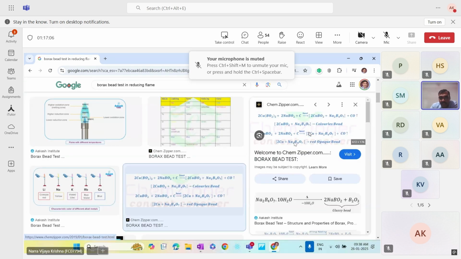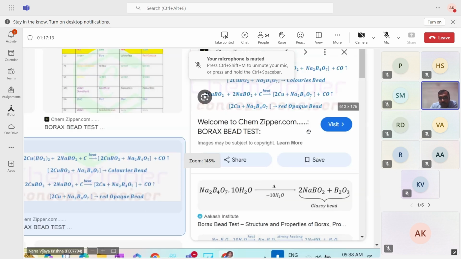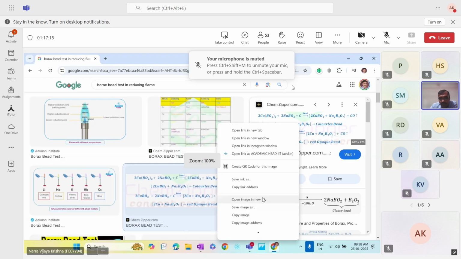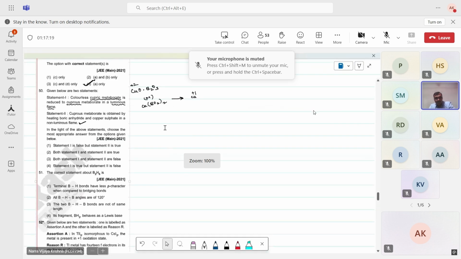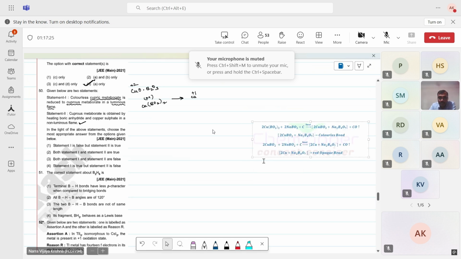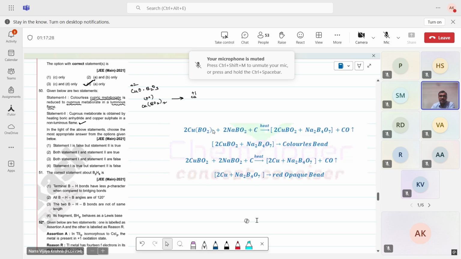See this reaction. Are you able to understand? In reducing flame, what is present? Unburned carbon is present or not? I will take this one directly here. Let me maximize this also. See here.